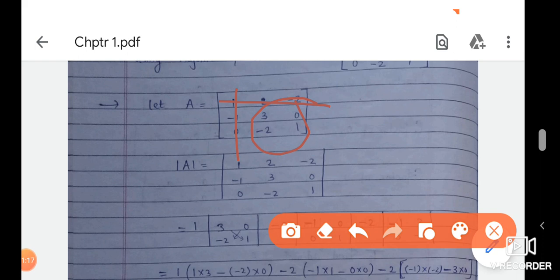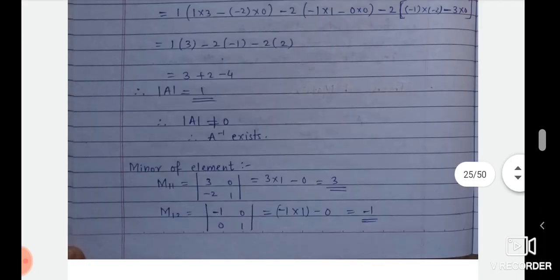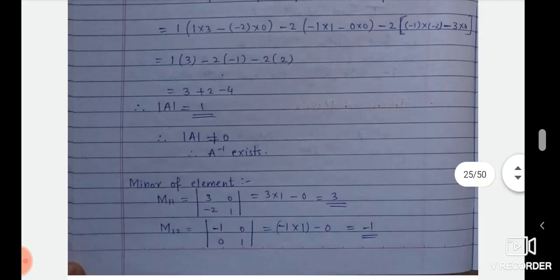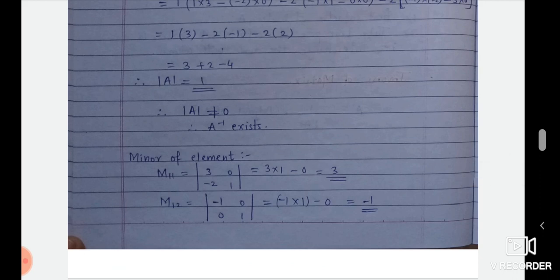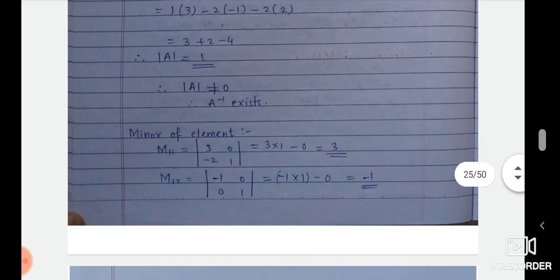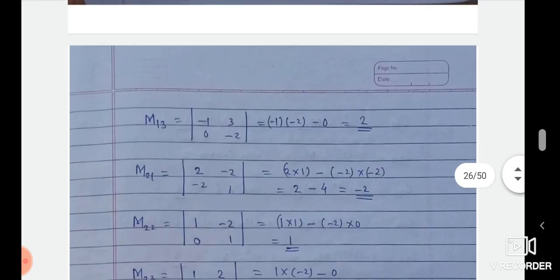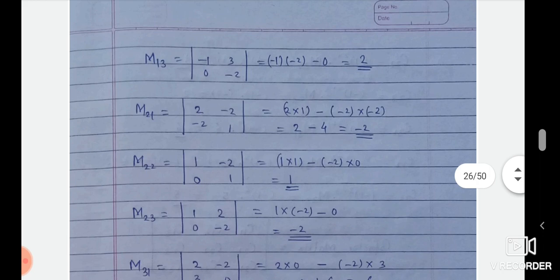3 minus 2 0 1. So the determinant: 3 into 1 is 3 minus 0. Then M12: delete the first row and the second column. Same thing for M13, M21, and all the elements.